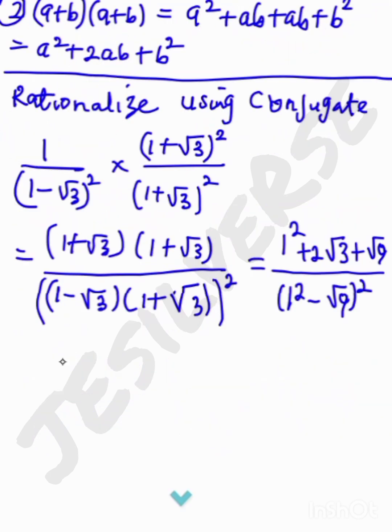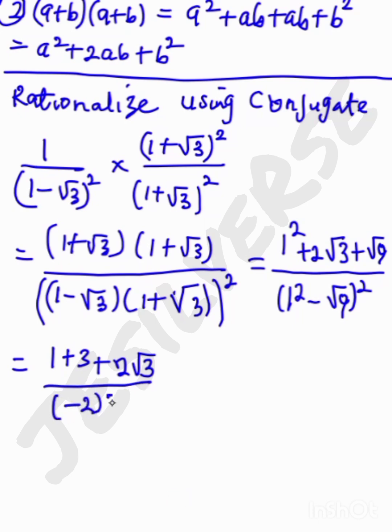Now we're already on the last lap. For the numerator, we're going to have 1 plus 3, because root 9 is equal to 3, plus 2 root 3, all over 1 minus 3, which gives you negative 2, and then you raise it to the power of 2.